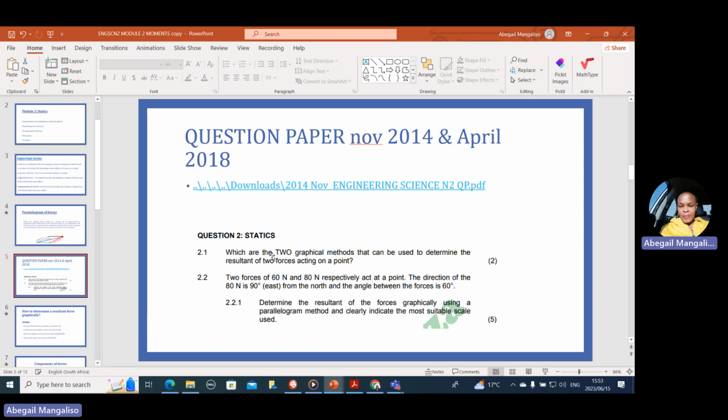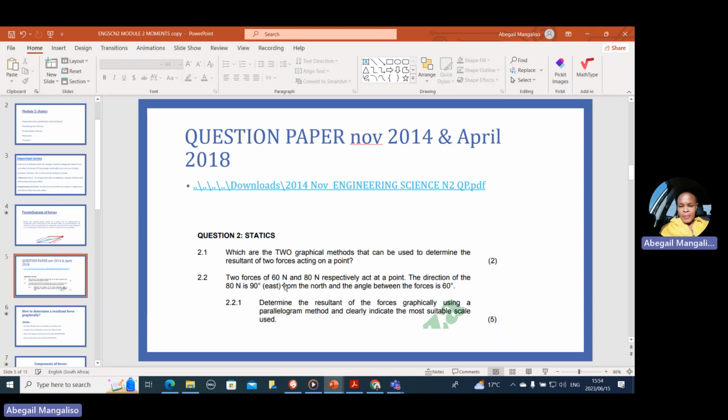The first question, this is from the question paper of April 2018. It says, which are the two graphical methods that can be used to determine the resultant of two forces? The first graphical method is the parallelogram of forces. We determine the resultant of two pulling forces; there must be two forces, and pulling. Another method we can use is the triangle of forces. You sketch a triangle of forces head to tail, and the resultant will be the closing side, opposite in direction.